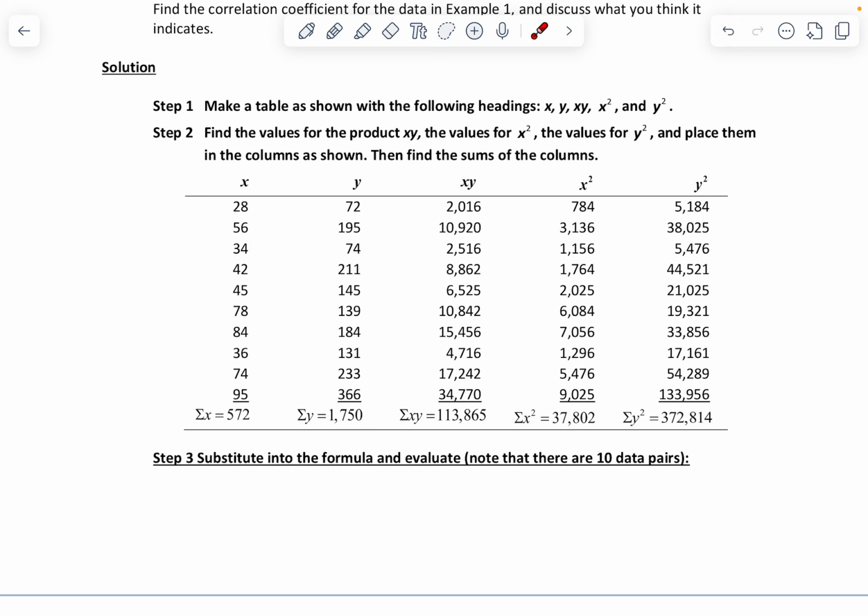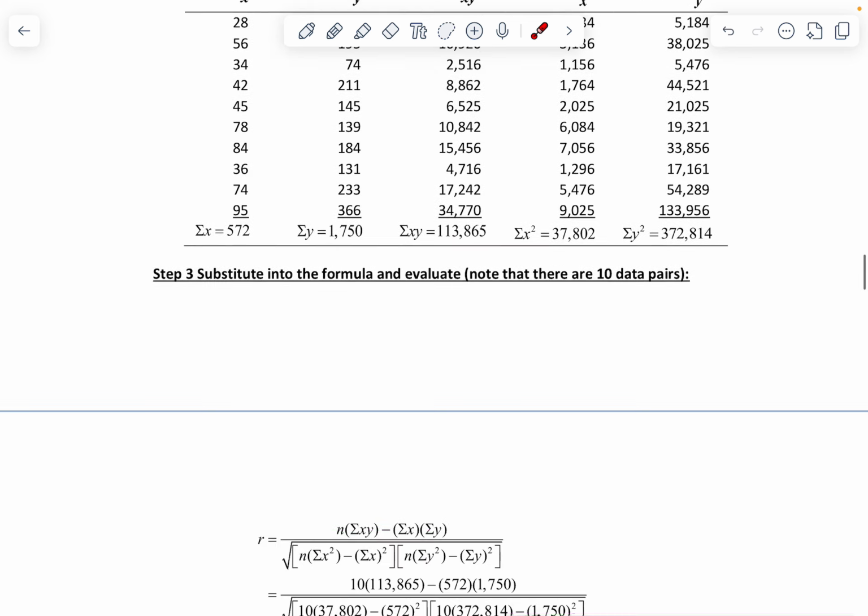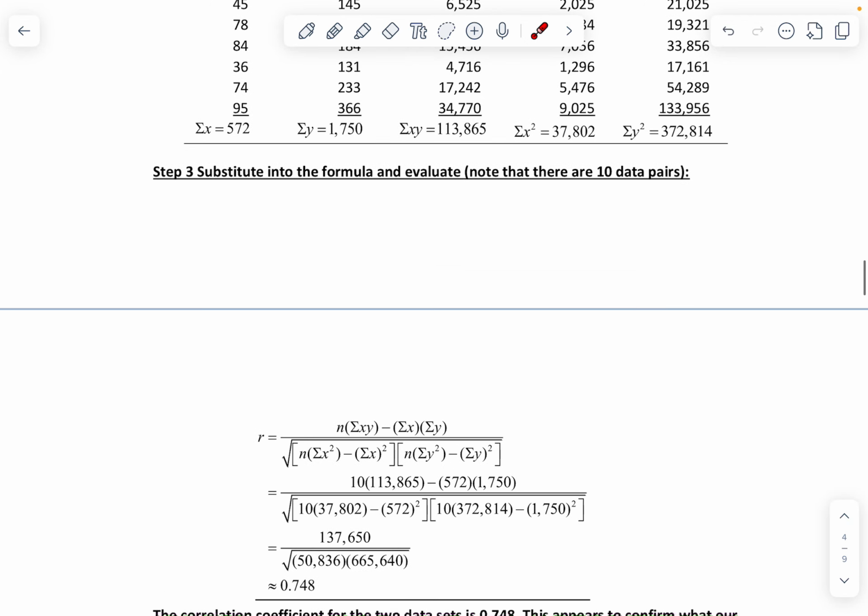Once we find all the sums, we substitute them into the formula. This is step 3: substitute them into the formula and evaluate. Note that there are 10 data pairs, so my value of n is 10, right? So here's what that looks like down here. Here's my formula. I replace n with 10. Sigma xy gets replaced with this number, 113,865, right? Sigma x gets replaced with 572. Sigma y gets replaced with 1,750, and so on.